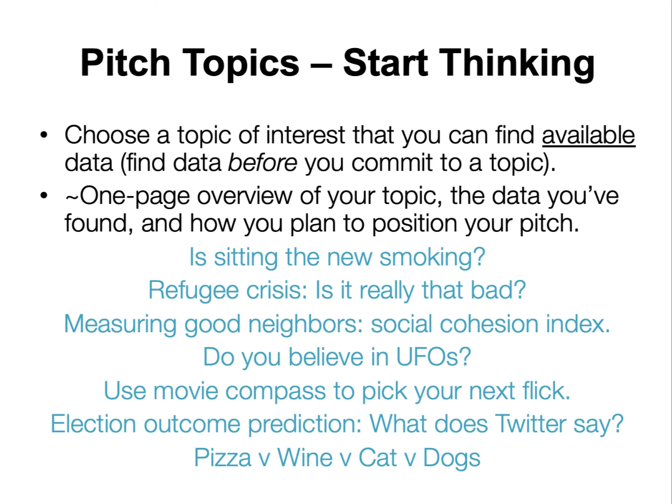Okay, here are some examples: is vaping the new smoking, the refugee crisis, measuring good neighbors with a social cohesion index. Maybe we can take this data. Do you believe in UFOs? Use movie campus data to pick your next flick. Election outcome prediction: what does Twitter say? We can get that data. Pizza versus wine, cats versus dogs. You can pick whatever you want, and we'll see the best pitches based on the voting.